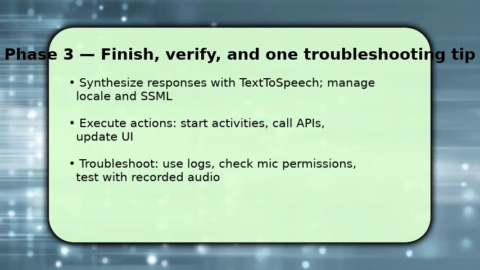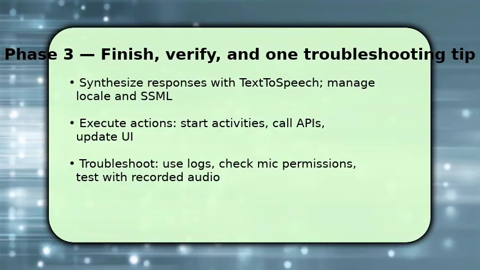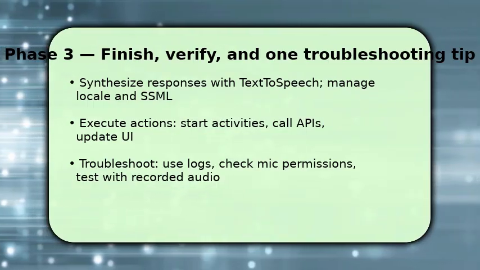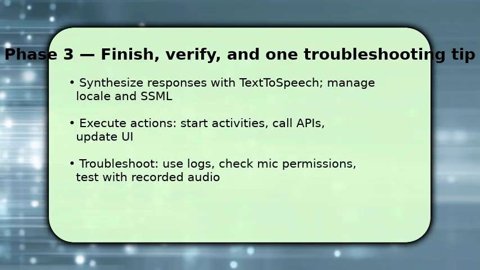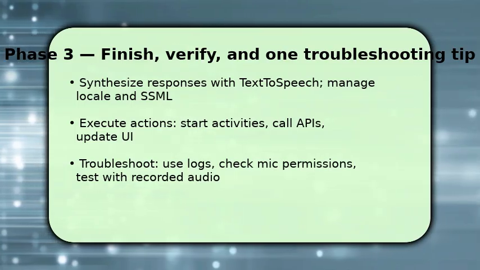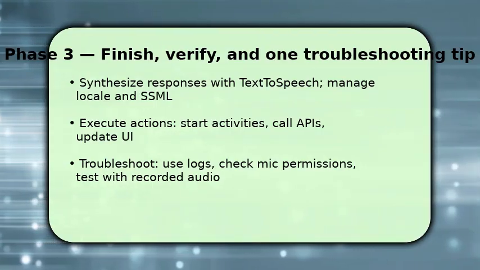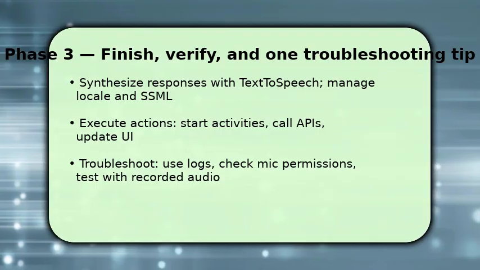Use Android text-to-speech or a cloud TTS. Set locale and optional SSML for natural pacing. Then implement action handlers. Launch activities, perform network calls, or update the UI, and ensure you run long tasks off the main thread. Finally, add telemetry and graceful error messages.